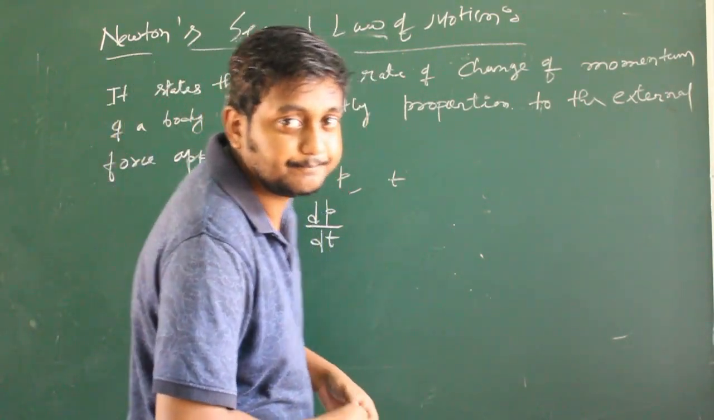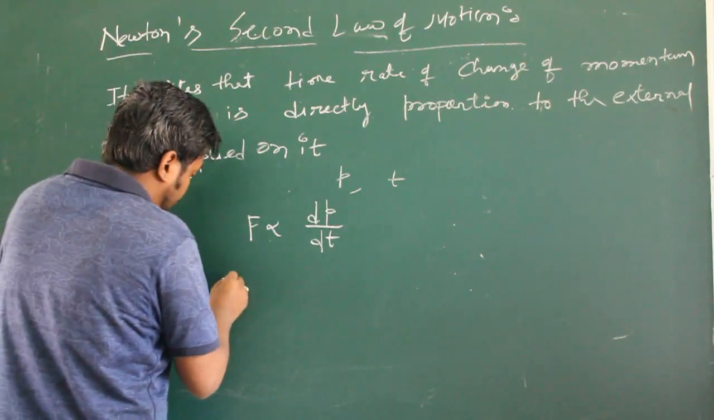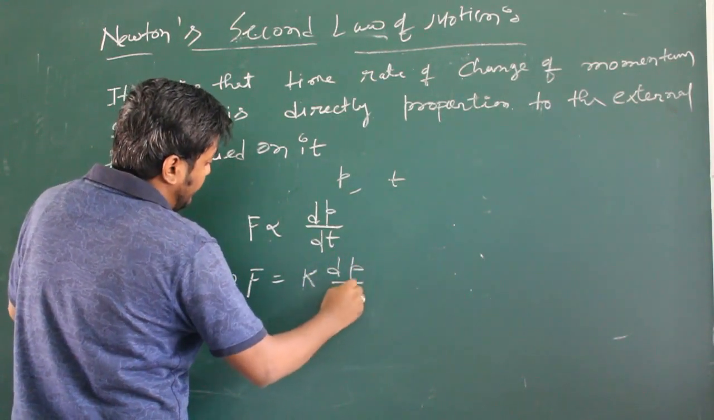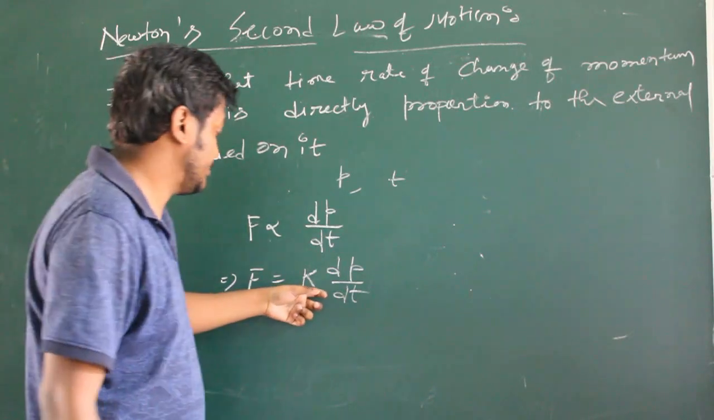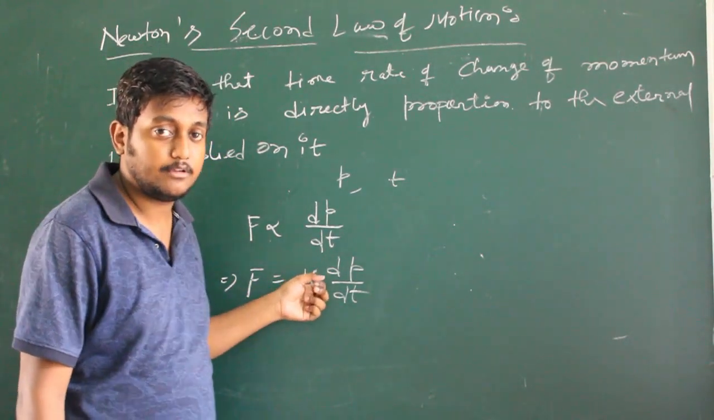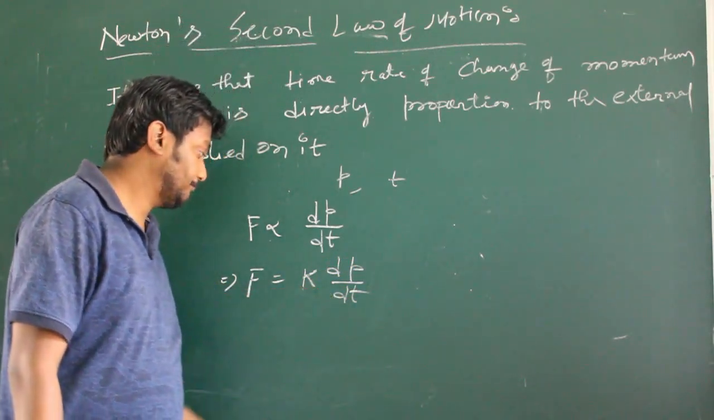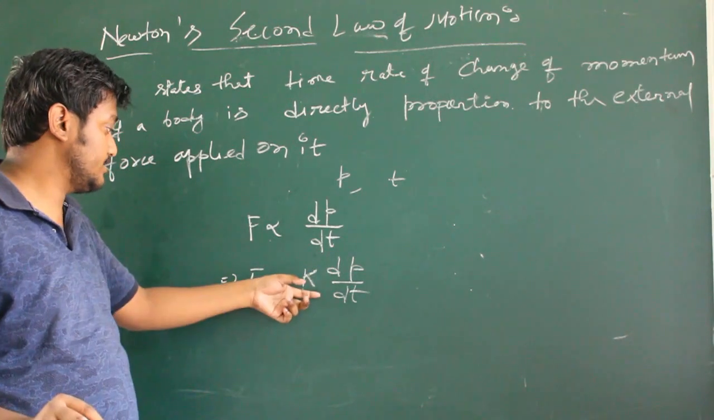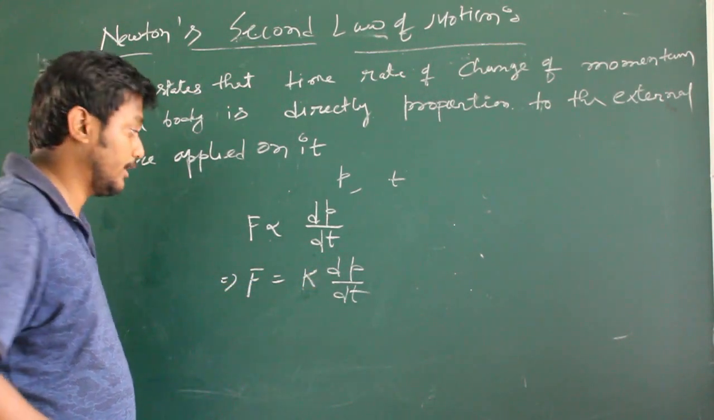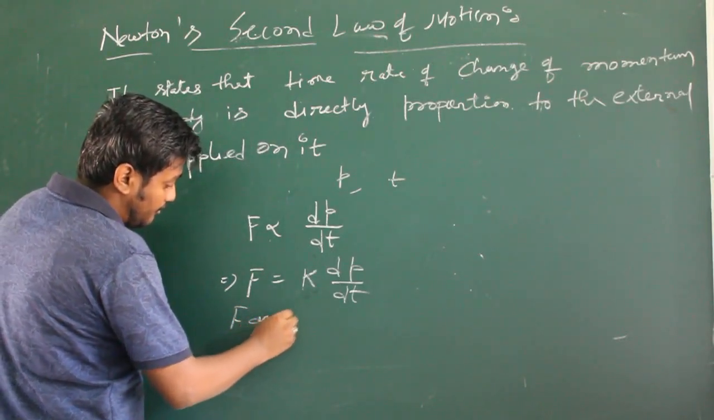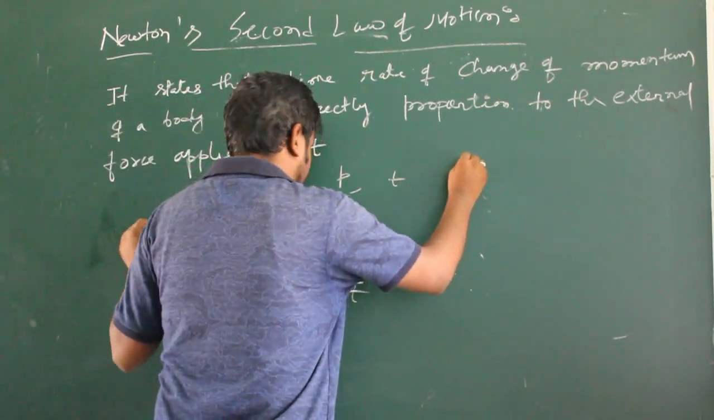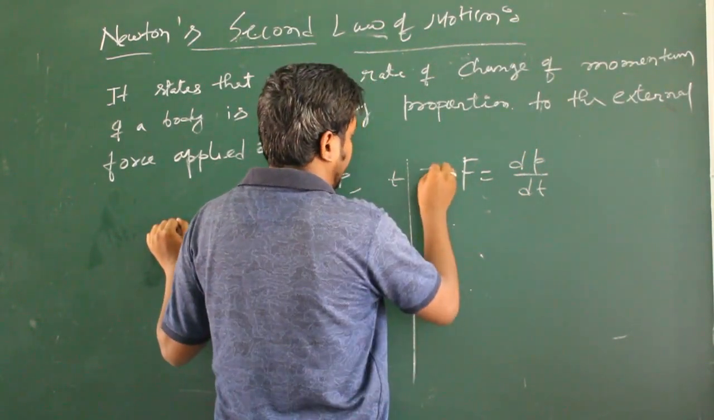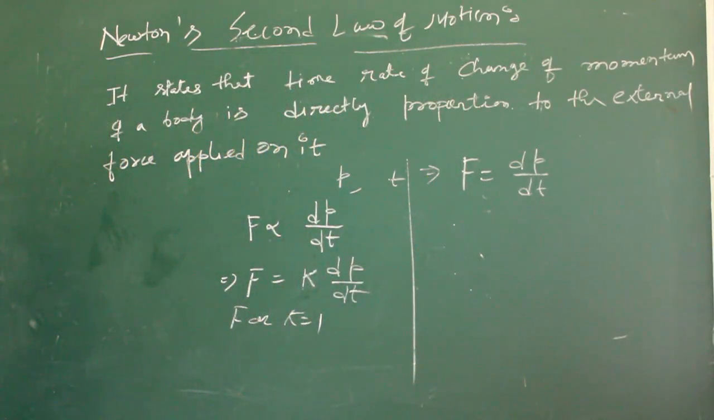So we can write here, for the time rate of change of momentum, F is proportional to dp by dt. Okay, so F equals k dp by dt, where k is the constant of proportionality. Now we choose this constant as 1. That means k equals 1. So for k equals 1, we get F equals dp by dt. Okay, F equals dp by dt.